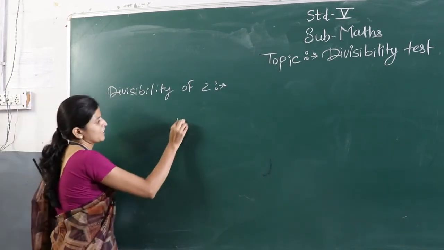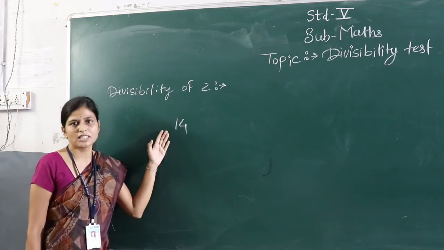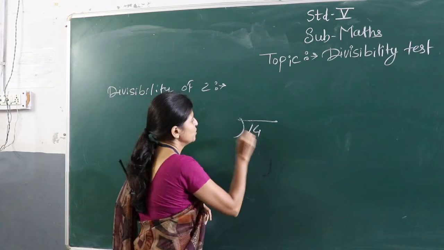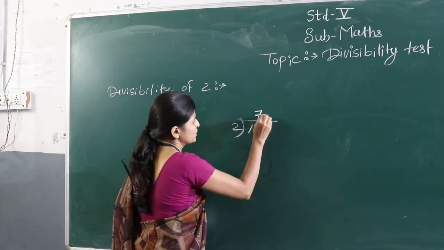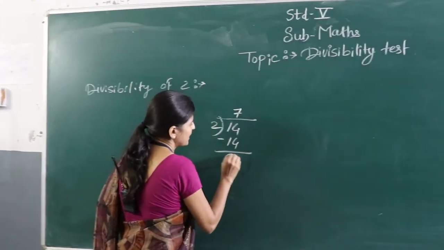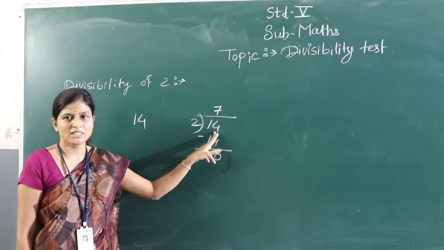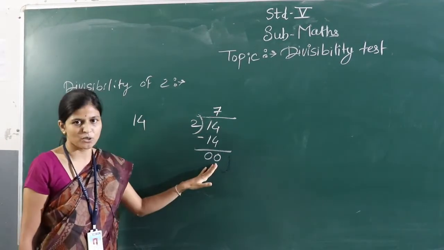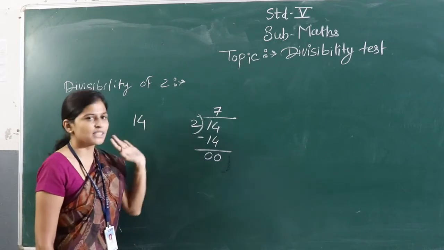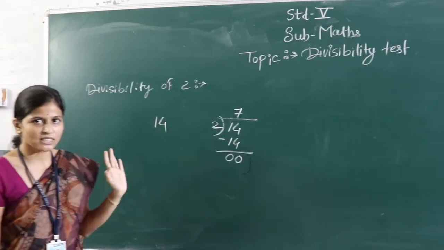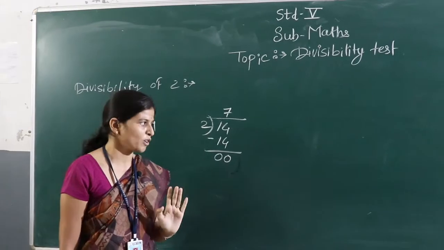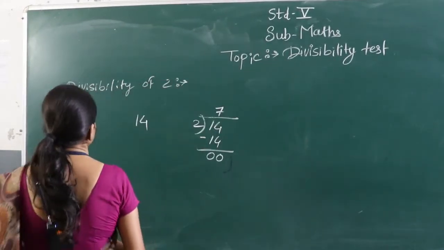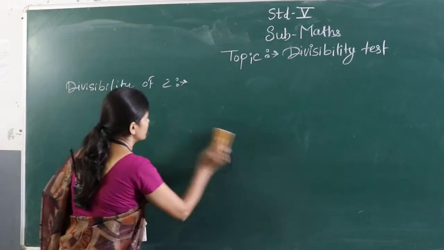For example, I take a number 14. This number is divisible by 2 or not. We have to divide this number by 2. 2 sevens are 14. If remainder comes 0, then 14 is divisible by 2. If we divide 14 by 2, we get remainder 0. That means 14 is divisible by 2. But this process takes a long time. This process is very long. To make this process very short, there is a divisibility rule of 2.